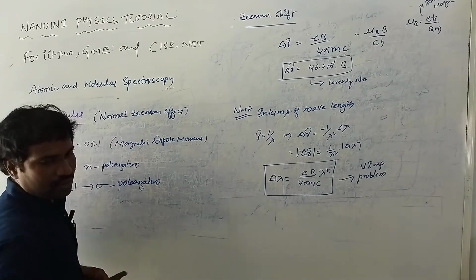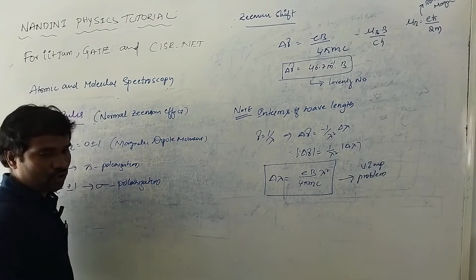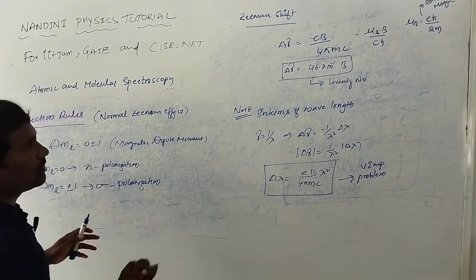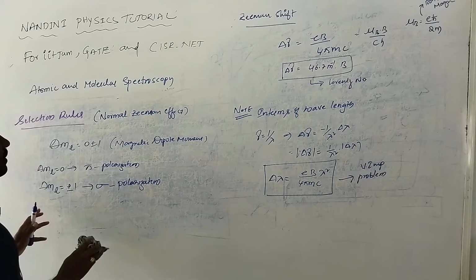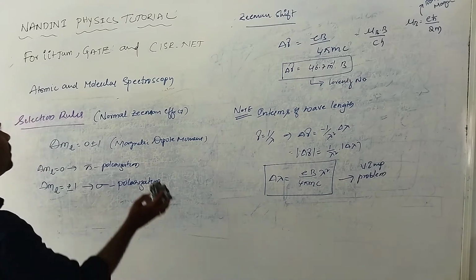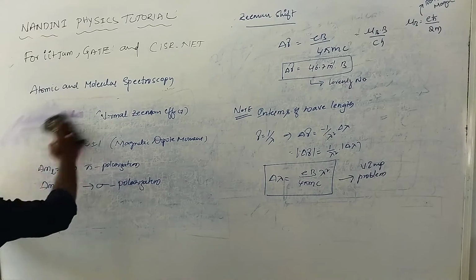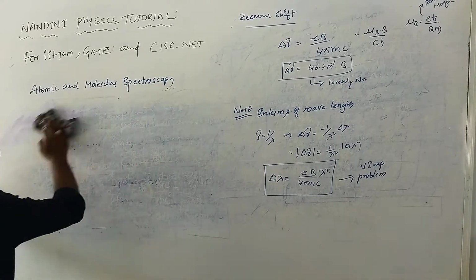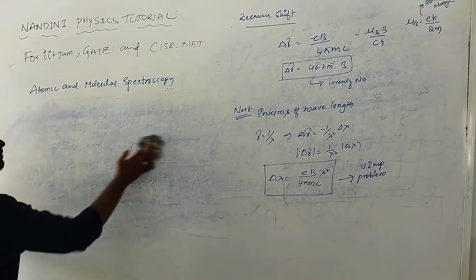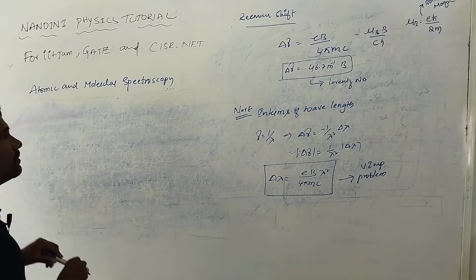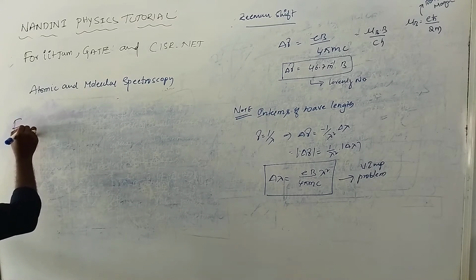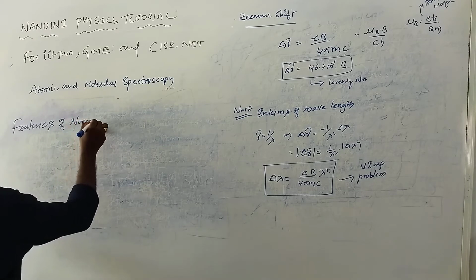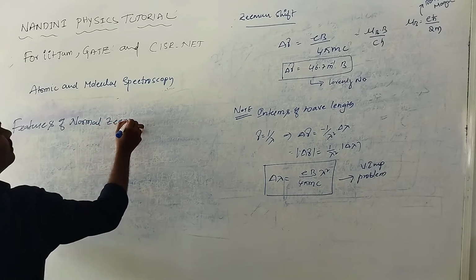Next, what are the features of the normal Zeeman effect? So this is about wavelength and selection rules in terms of wavelength of the Zeeman effect. Right now I will explain the features of the normal Zeeman effect.